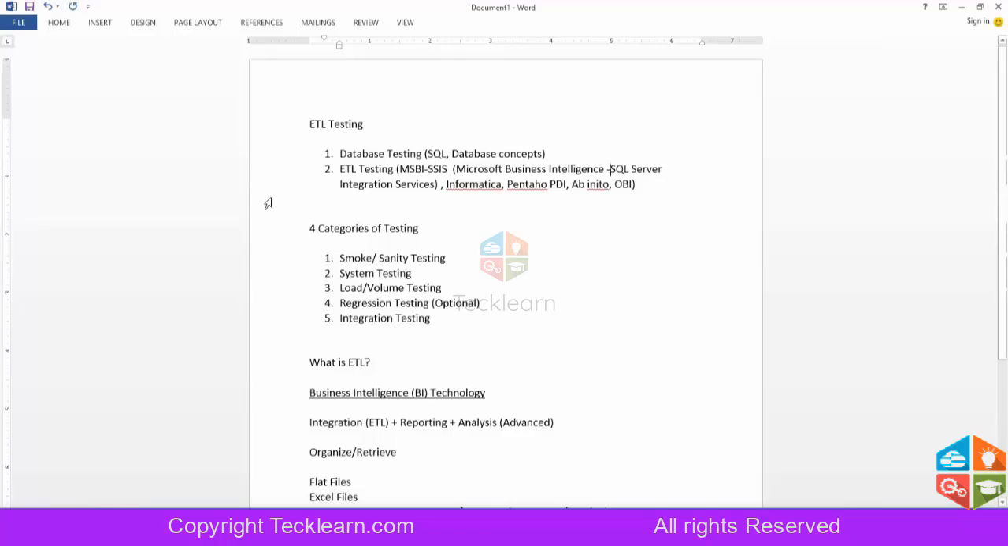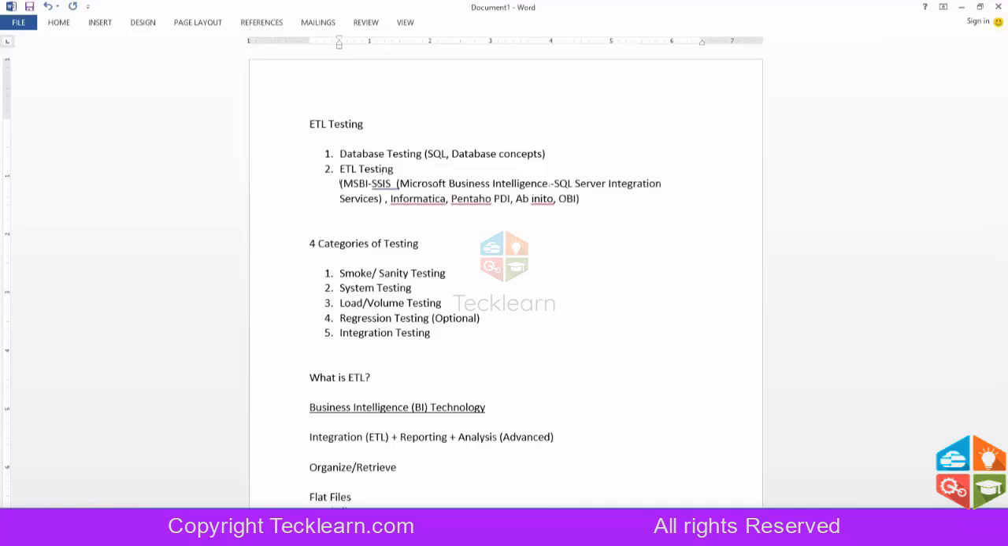Microsoft Business Intelligence, SQL Server, MSBI, SSIS. That's what I will be using for testing. So out of these three, which is free and which is widely used?